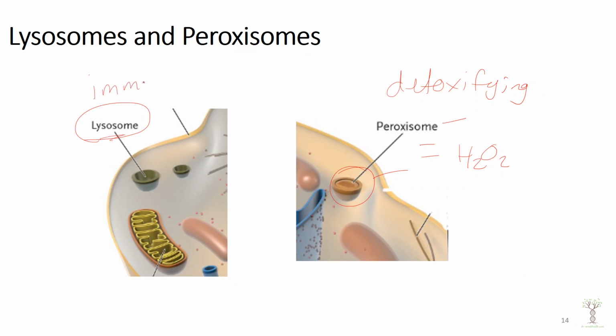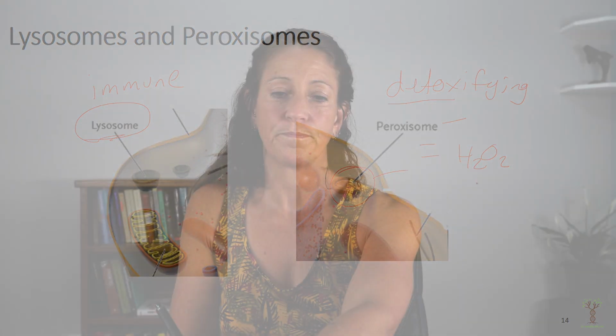Our immune cells have a lot of lysosomes to break down pathogens, and peroxisomes contain enzymes and different kinds of molecules that help to detoxify substances. The liver has lots of peroxisomes.